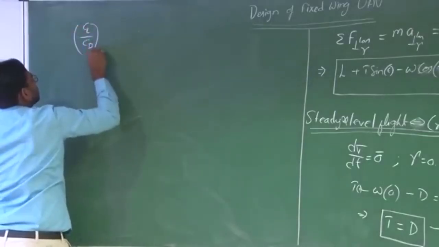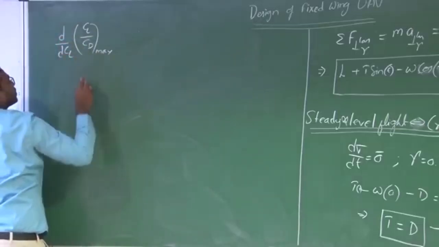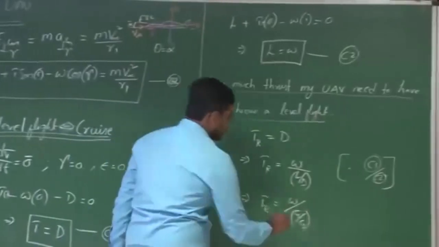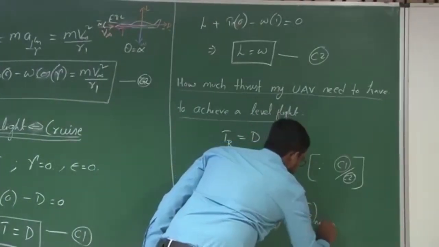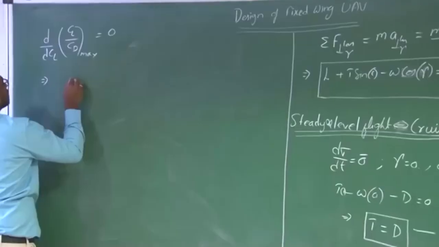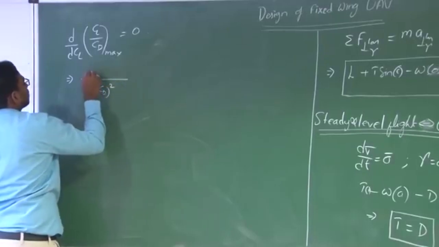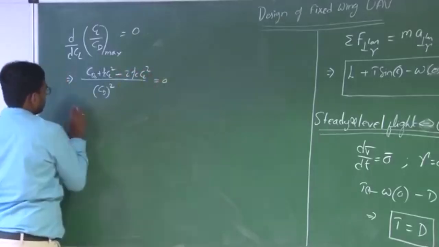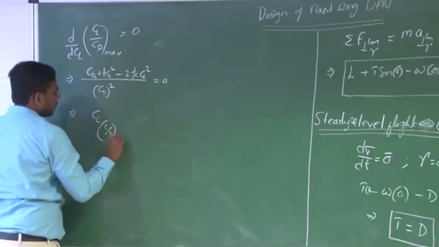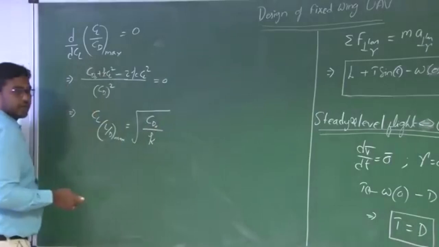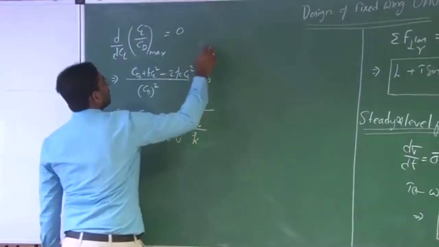CL by CD max is attained by differentiating this with respect to CL, since CD is also a function of CL, and equating it to 0, which implies thrust required minimum corresponds to L by D maximum. CD0 plus K CL square minus 2K CL square equals 0, which implies CL for L by D max is equal to square root of CD0 by K, where CD0 is the profile drag coefficient and K is the induced drag correction factor, which is equal to 1 by pi e AR.